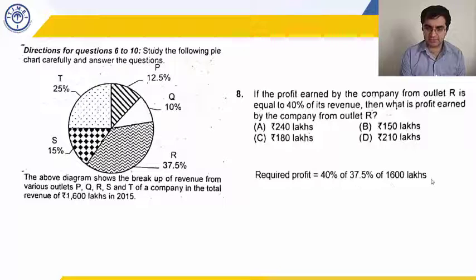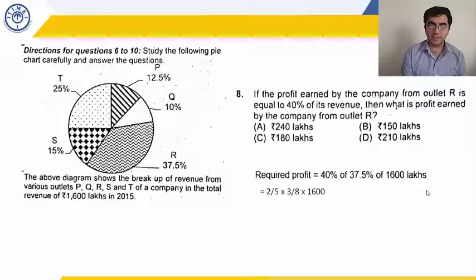Okay, see, this is R's revenue. And 40% of that is profit for R. It says that profit earned by company from outlet R is 40% of its revenue. So you can write required profit is equal to 40% of R revenue. What is R's revenue? It is 37.5% of 1600 lakhs. So you get 40% of 37.5% of 1600 lakhs.